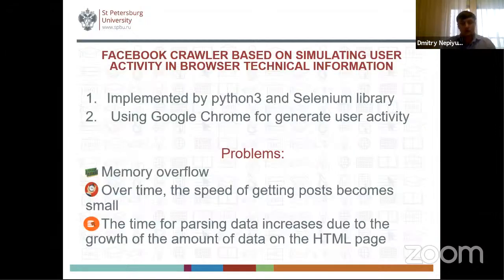First way, based on simulating user activity in a browser. This data crawler is implemented in Python using the Selenium library, also based on simulating user activity in the Google Chrome browser. However, with this approach we might meet several issues. With a large number of posts in the community, memory overflow might happen. This is due to the fact that the browser environment and content from Facebook are downloaded in memory, and after that data processing starts. Also, with a large amount of data, the parsing time increases, and the speed of getting data decreases.